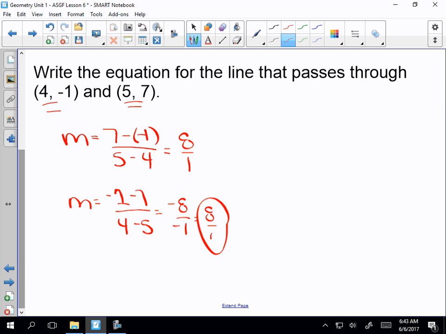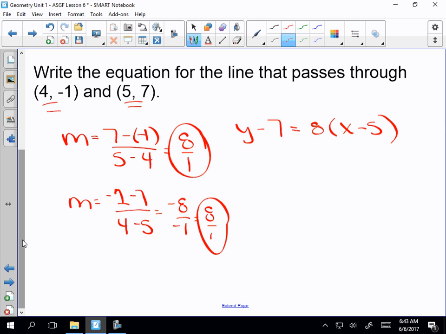Okay, so either way, we get our slope value. Once we have our slope, we can pick either point to write our line equation. Y minus the y value equals our slope times x minus the x value. So here's one option for that line.